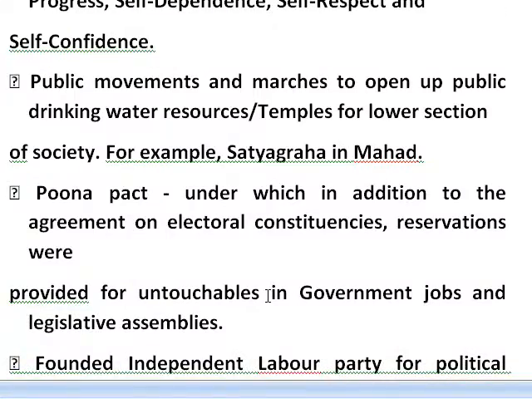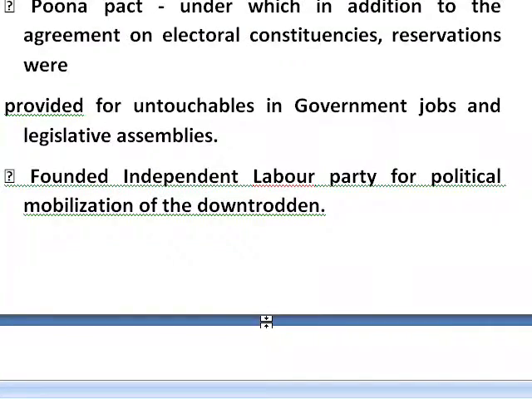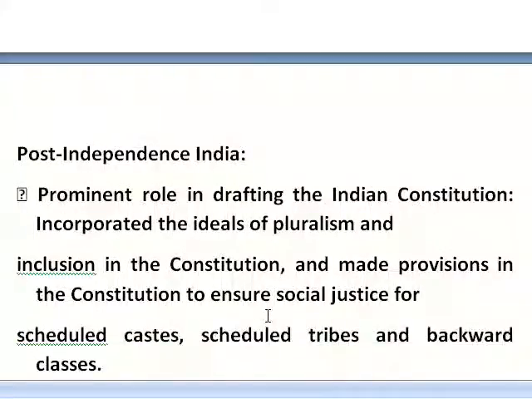He also led public movements and marches to open up public drinking water resources and temples for the lower sections of society, for example, the Satyagraha in Mahad. The Poona Pact, under which, in addition to the agreement on electoral constituencies, reservations were provided for untouchables in government jobs and legislative assemblies. He also founded the Independent Labour Party for political mobilization of the downtrodden.